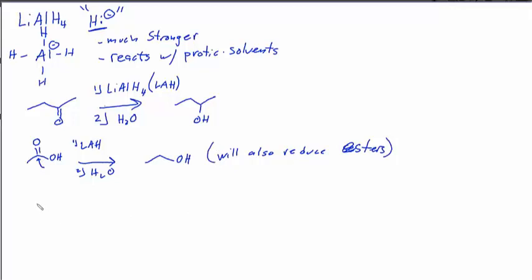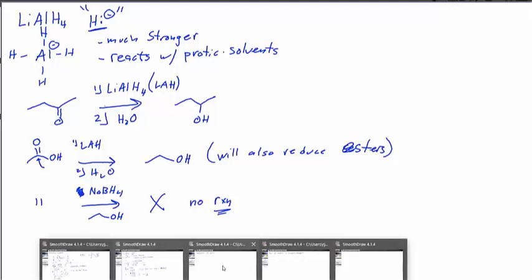And it's important to note that the same reaction with NaBH4, and actually this is a multi-step reaction, so I'm going to get rid of that one, gives us no reaction. NaBH4 will not react with carboxylic acids. Lithium aluminum hydride will. And it will also react with esters. So let's look at the ester reduction using lithium aluminum hydride.